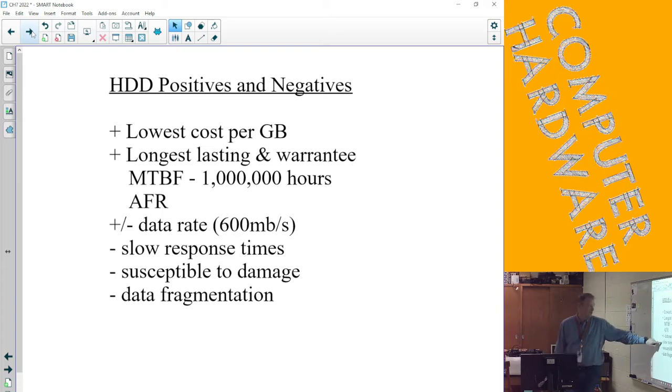So, it has slow response times. It's susceptible to physical damage.